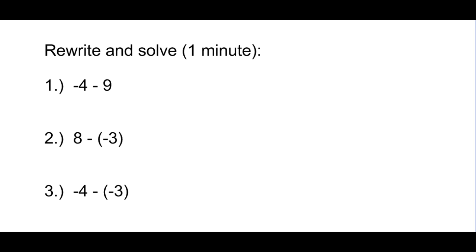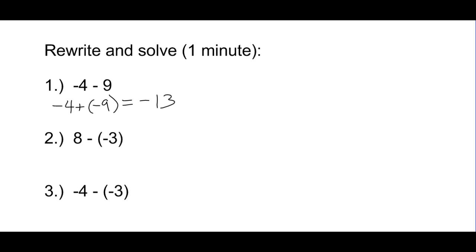Welcome back. Hopefully everyone was able to do this. When you have negative 4 minus 9, we're not even going to think about a subtraction. We're going to write it as plus a negative. That allows us to now go to our addition rules, which we already have worked on. Negative 4 and negative 9 add to negative 13. So negative 4 minus 9 is negative 13.